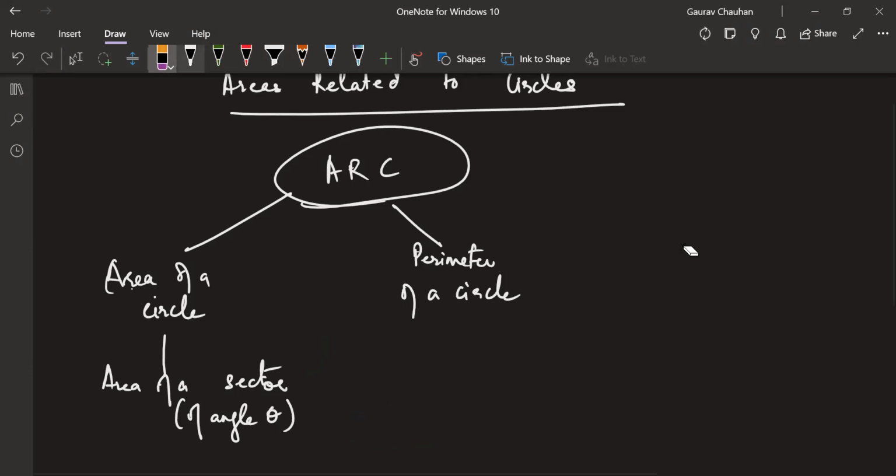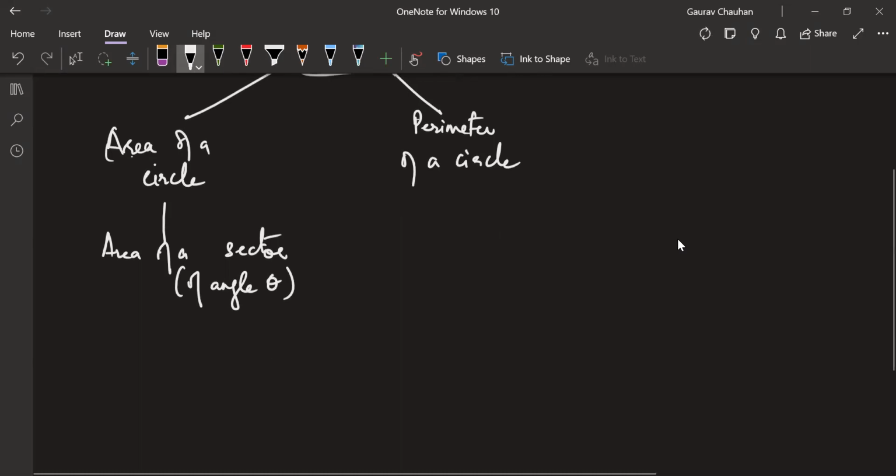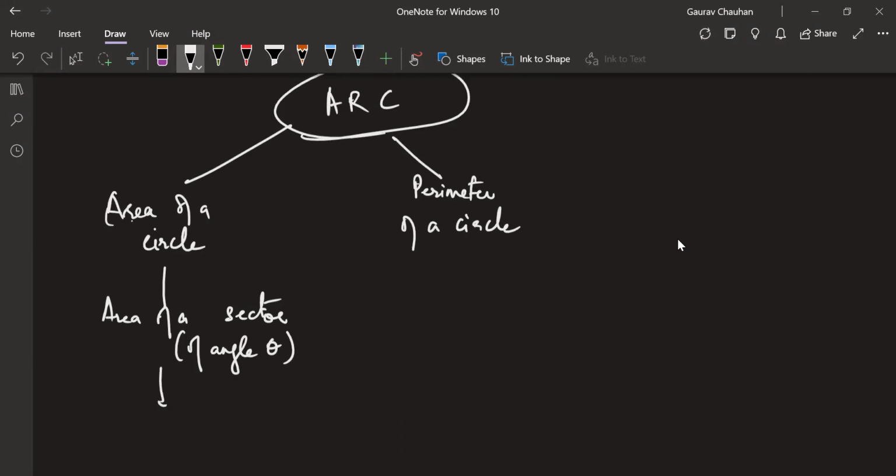I think a lot of you might already be starting to guess what that will be. And then you'll also have area of a segment. So let me draw it like this. Area of a circle is the major formula, and under that, area of a sector and area of a segment. This will be a calculation.